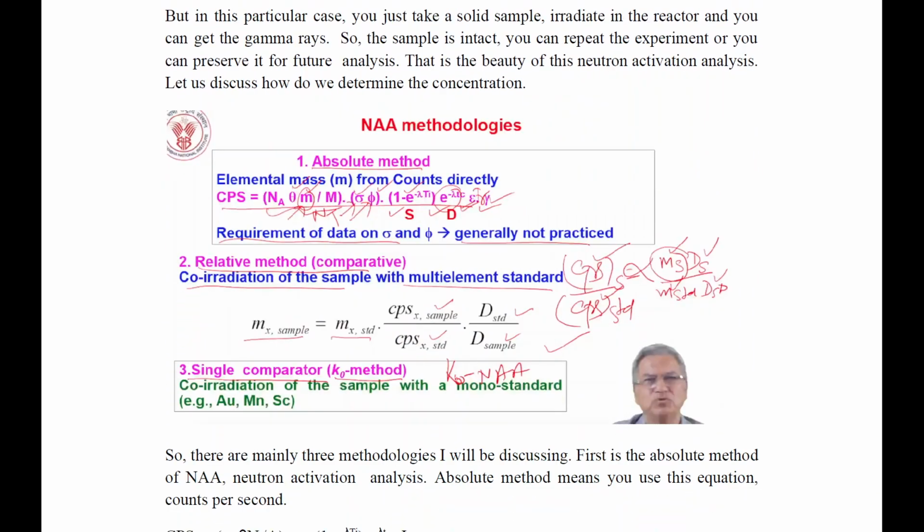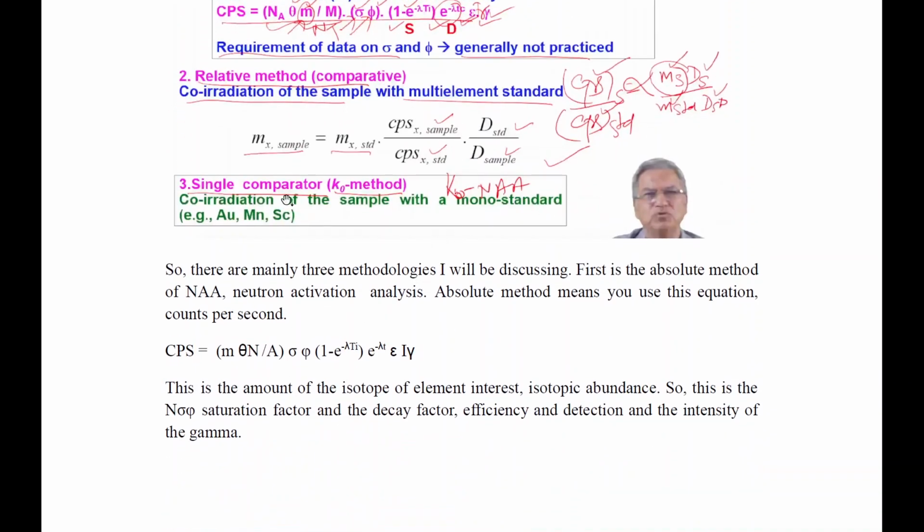And then there are certain methodologies of NAA. The absolute method, the elemental method, from counts directly. From there you can find out the CPS. And the relative method, which is a comparative method, is by the co-irradiation of the sample with a multi-elemental standard. Now there is a single comparator, which is the k-naught method, where co-irradiation of the sample with a mono standard is done. Examples: gold, manganese, and scandium.